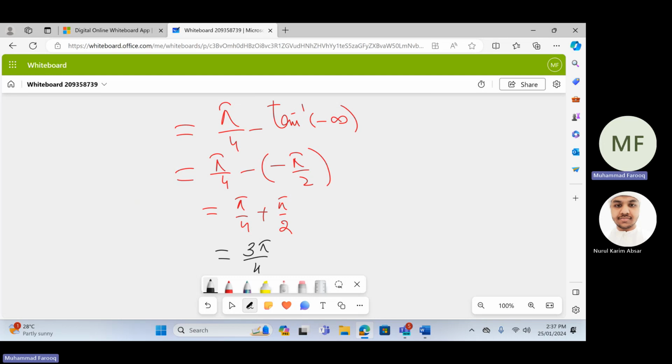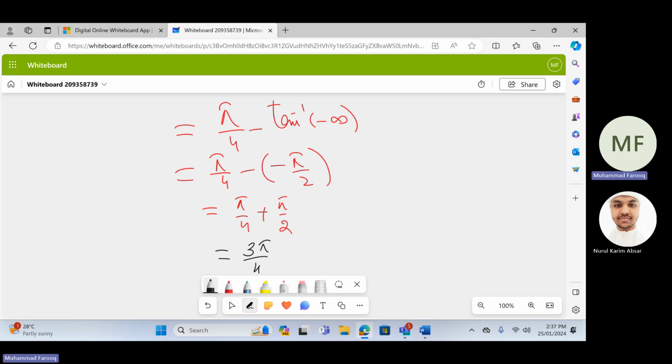Check tan of pi by 2 and check tan of negative pi by 2. Both are undefined. So many things to memorize? No, only two to memorize. Only two, please.